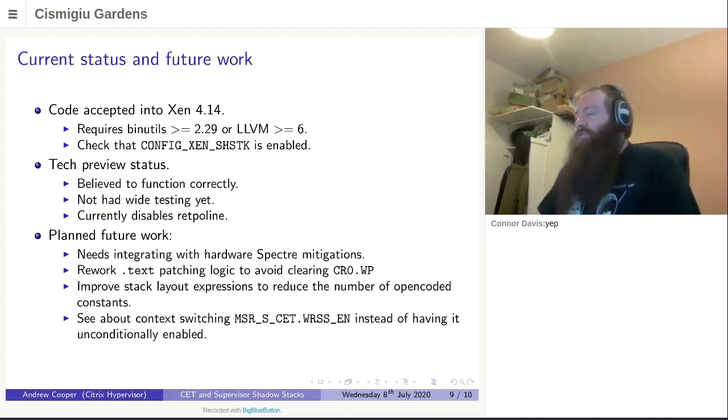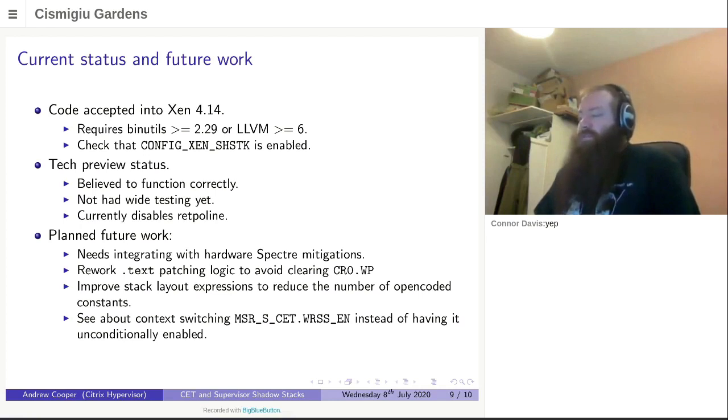You do need a newer tool chain for it, but support for the instructions has been around for a little while in binutils and a little while in LLVM, so it's nothing bleeding edge at the moment. If you want to play with it, check that CONFIG_XEN_SHADOW_STACK is enabled. At the moment, it is out with tech preview status. I think it functions correctly, but of course, me testing it on my own is not a great wide range of testing. So it will have to wait a little while before hardware becomes available.